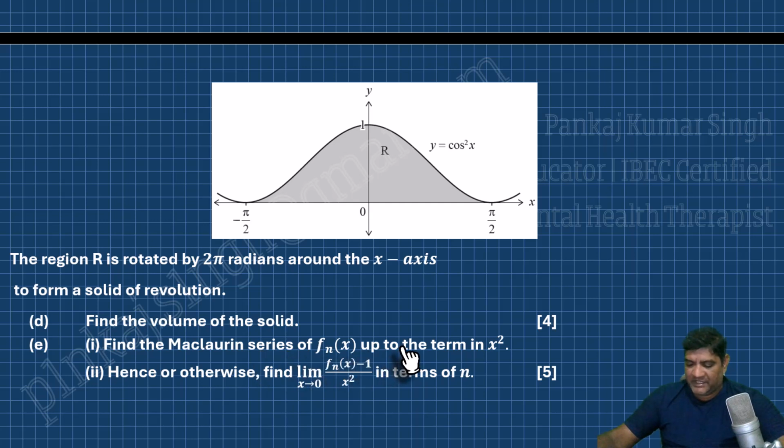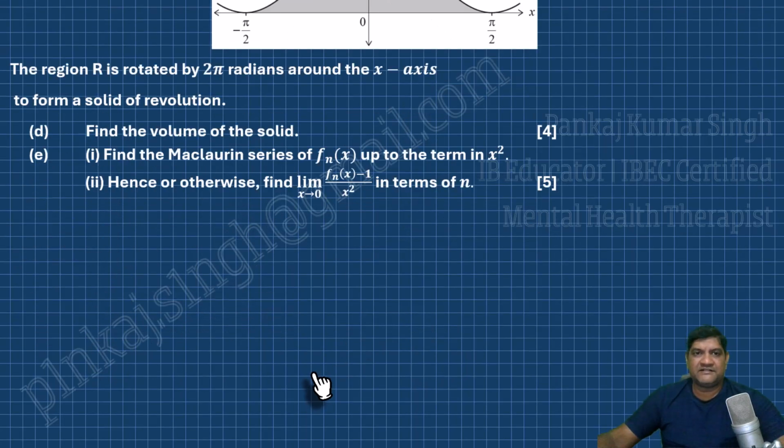And here we're going to be applying the Maclaurin series for the expansion of f of nx, and then finding the limit. Here we can find the limit using L'Hopital's rule. That's pretty simple. Let's quickly start with the first part of the question.